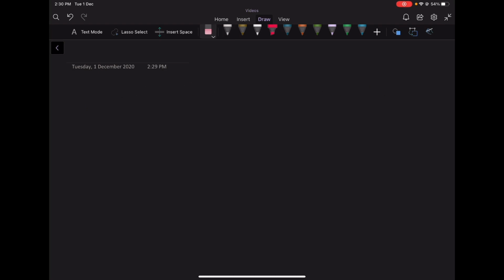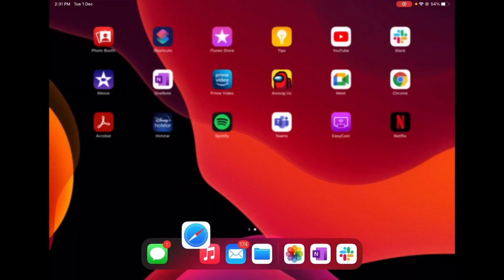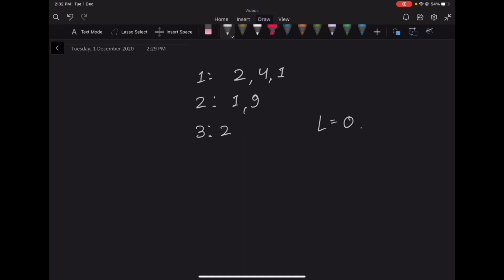So let's actually look at this sample. Our sample was that child 1 requests 2, 4, 1, child 2 requests 1 and 9, and child 3 requests 2. We'll set low to 0, and now let's set high to 10 just for understanding purposes, because we know that high cannot be greater than 10 in that case. But for our general constraints, we'll set high to 10 to the power 9, which is the maximum value of B.